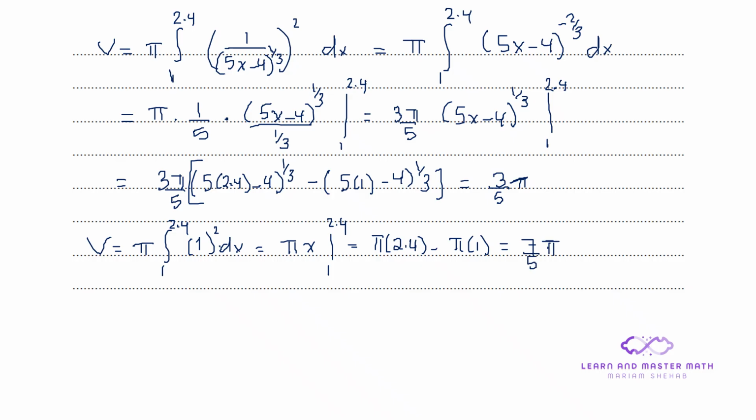Now, to find the shaded volume, we need to subtract the volume of the shape under the curve, which we calculated earlier, from the volume of the cylinder. And then the shaded volume will be 7 over 5 pi minus 3 over 5 pi, which is 4 over 5 pi. That's it.